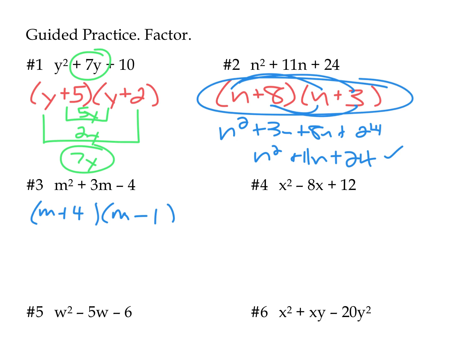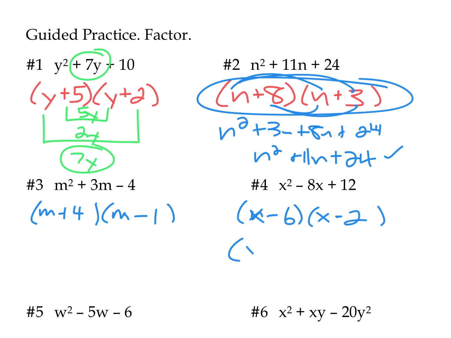And then in number 4 here, I'd have x, not n, so I'd have x and x. And I want to multiply to get negative 12, but add to get negative 8. So they're both going to have to be negative numbers. To multiply and give me positive 12, they have to be the same sign, but I'm going to add two negatives to get negative 8. That's going to be 6 and 2.